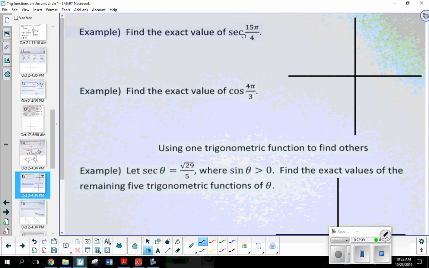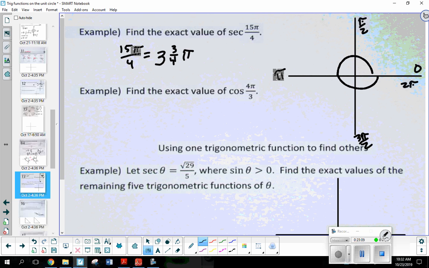So while we don't recognize 15 pi over 4, we know it's got to be coterminal with one of those 16 values we've been looking at. So 15 pi over 4 is 3 and 3/4 pi. Remember, one of the strategies I've used is to rewrite it as a mixed number. If this is 0, then we have pi over 2, pi, 3 pi over 2, and then 2 pi. So this right here, that's 1 pi, 2 pi, 3 pi. Okay, so that takes care of that. But now I just need to rotate 3/4 pi, but remember that's 3/4 of half a rotation.